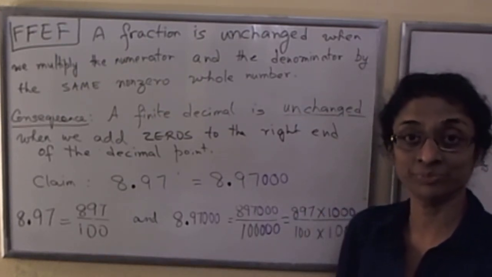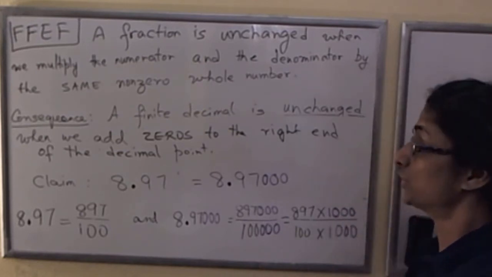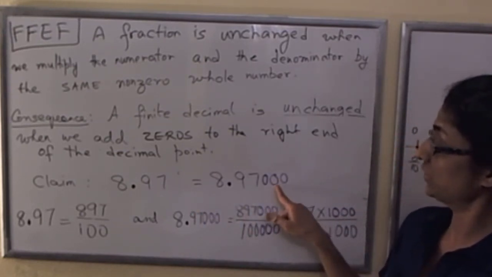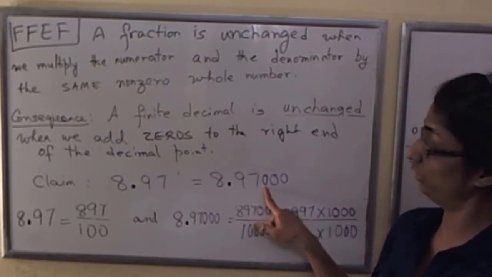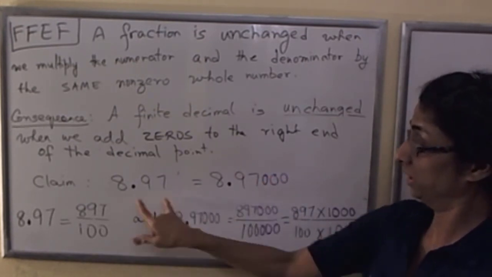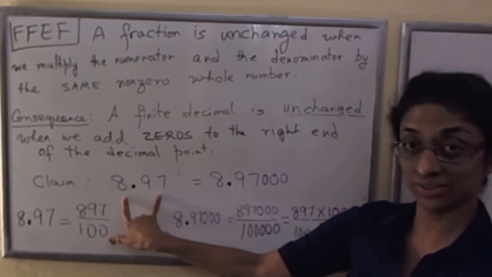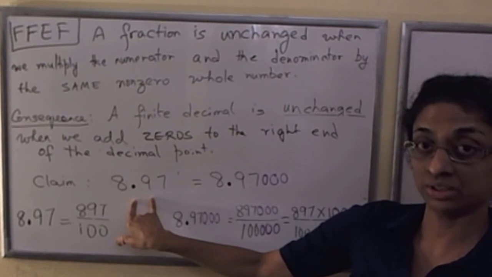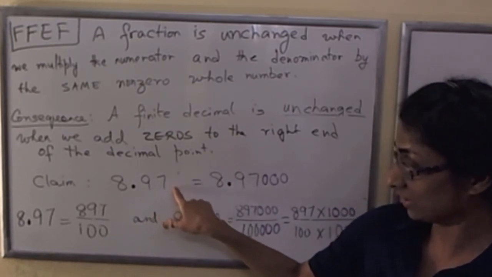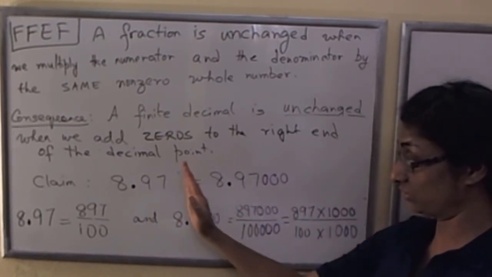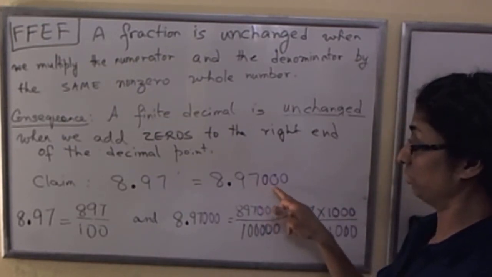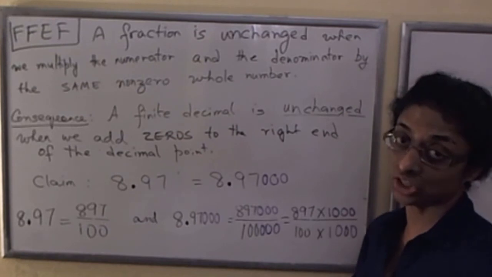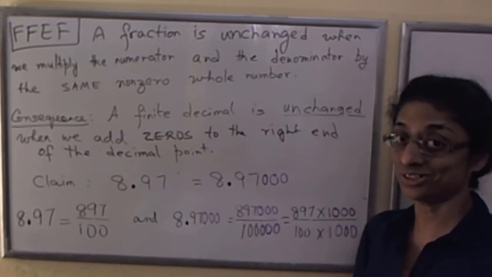Either way, it works. So the moral of the story is these extra zeros really don't change anything. You can delete them and just keep 8.97. Or if you have 8.97 and you don't like the way it looks, and you feel like adding some extra zeros to the extreme right of the decimal point, you can go ahead and add more zeros as you like, and you're not going to change the finite decimal that you have.